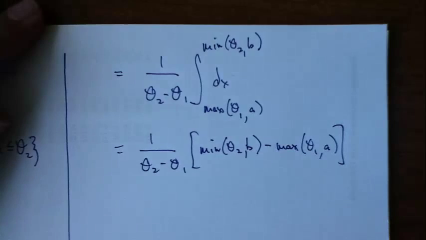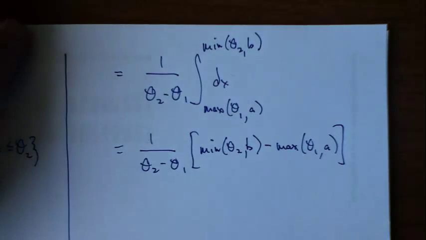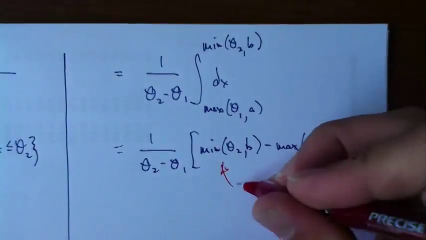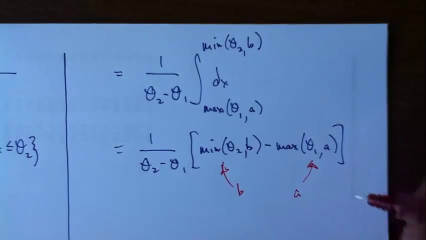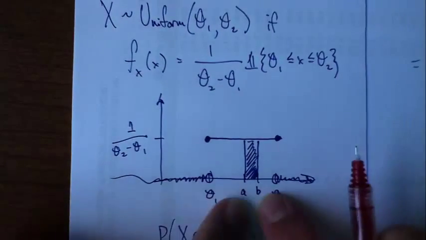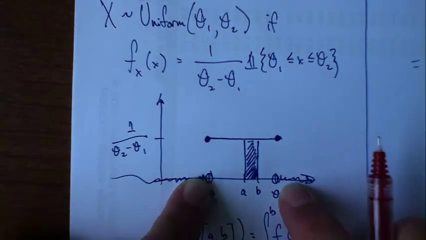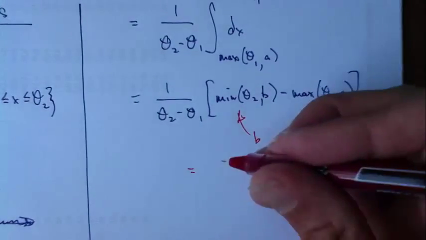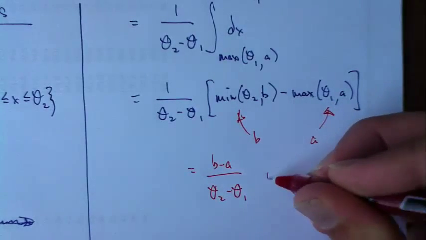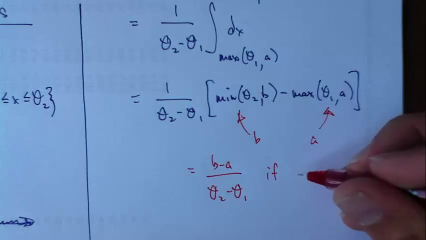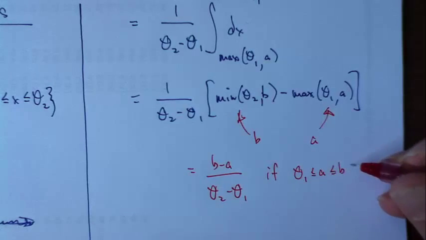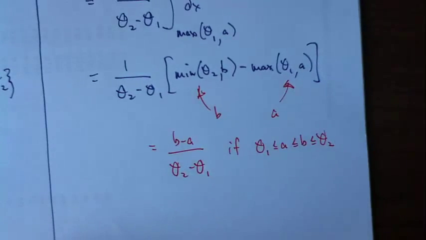All right? Now, generally, though, we aren't going to be silly and pick A and B to be outside that interval. So, generally, this would probably be B and this would probably be A. So then, in such a case, when A and B fall right in between the two boundary points, this is just going to evaluate to B minus A over theta 2 minus theta 1 if theta 1 is less than or equal to A, is less than or equal to B, is less than or equal to theta 2. Okay? Very good.